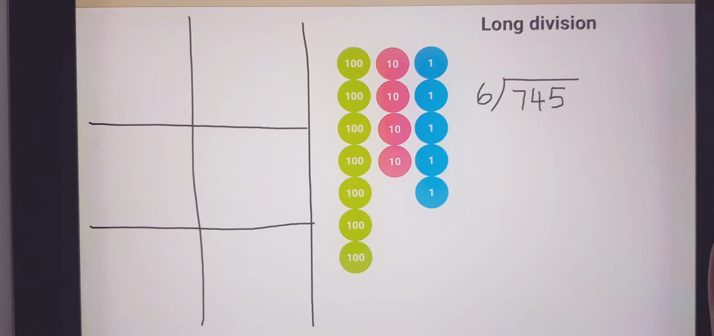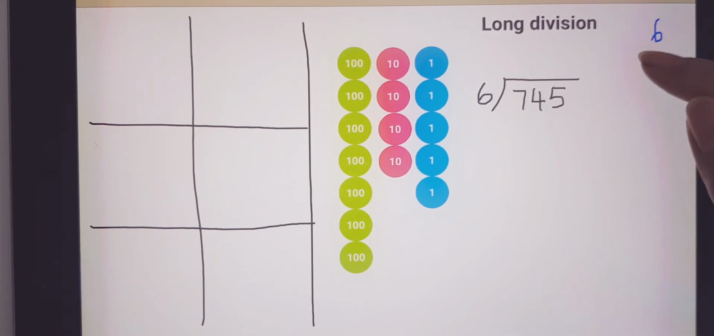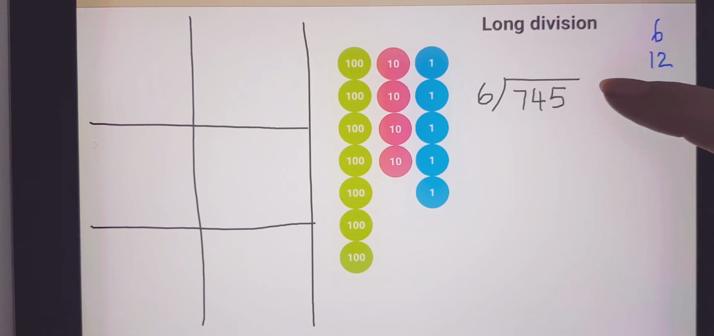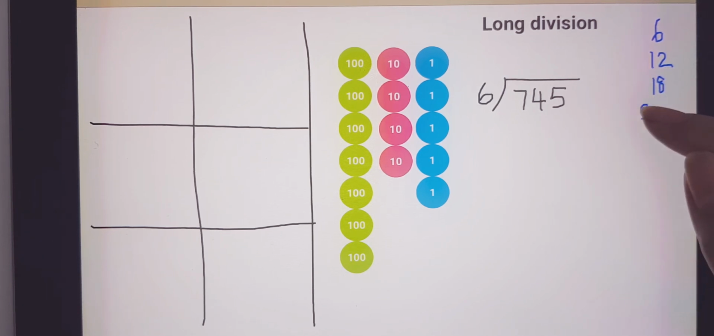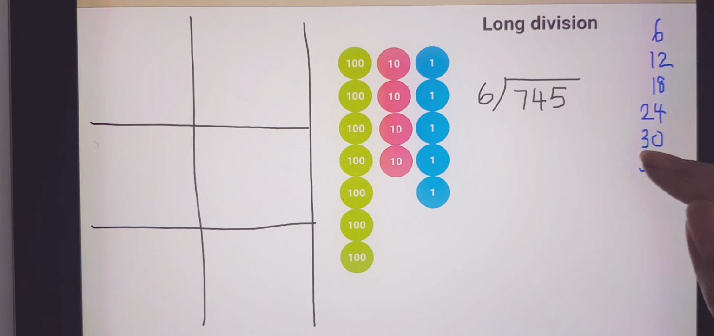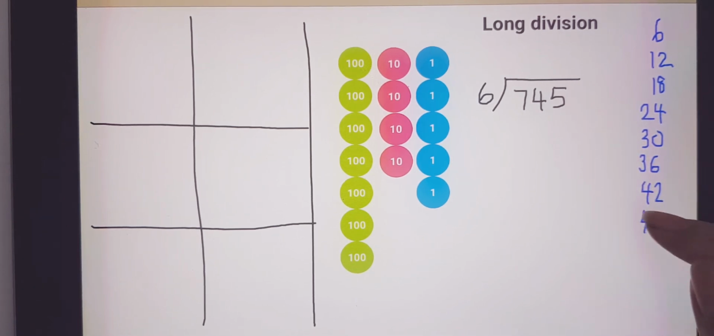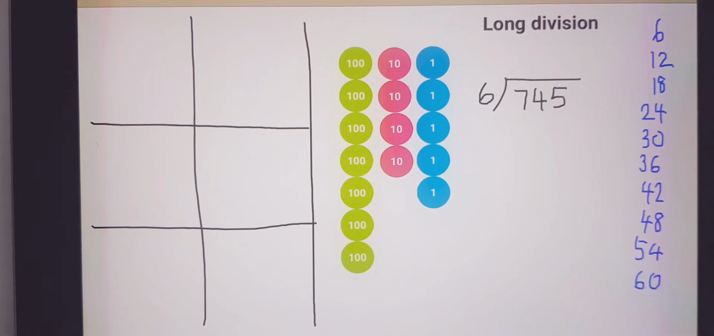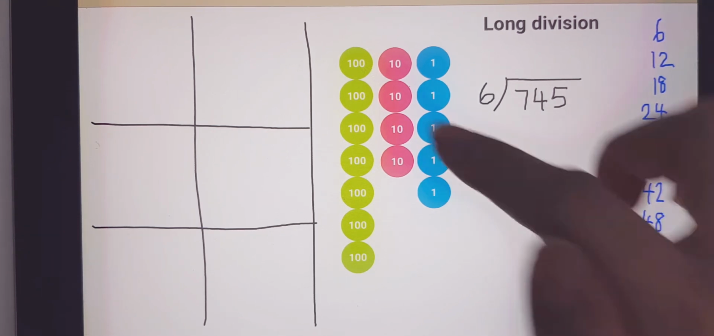Okay, so before we start, I'm going to skip count in 6 just to make everything a bit easier. I'm going to skip count in 6 because I'm dividing by 6, okay? 6, 12, 18, 24, 30, 36, 42, 48, 54, and 60. By skip counting, it will be a quick reference for me rather than having to skip count all the time, especially for people who cannot recall their multiplication facts easily. This will certainly help.